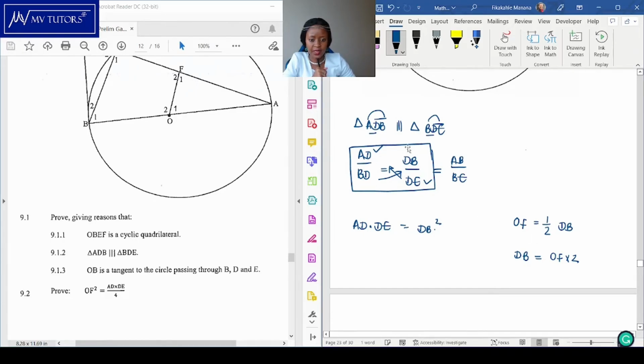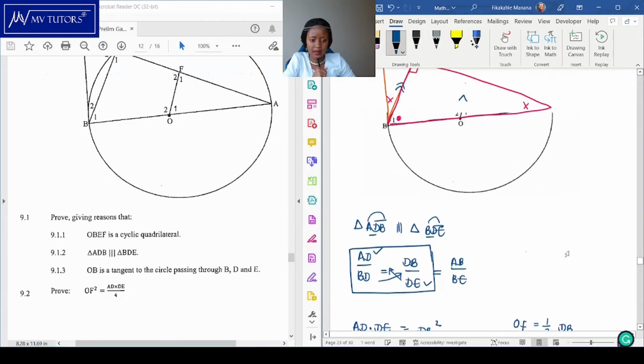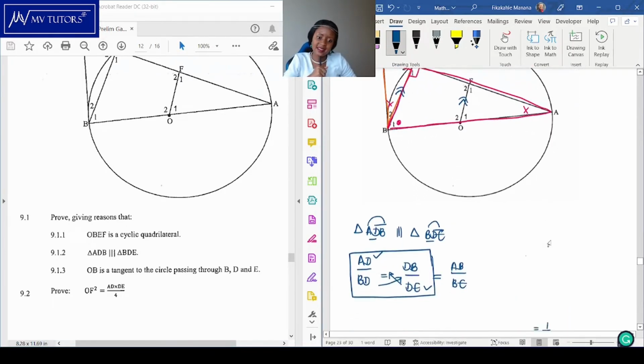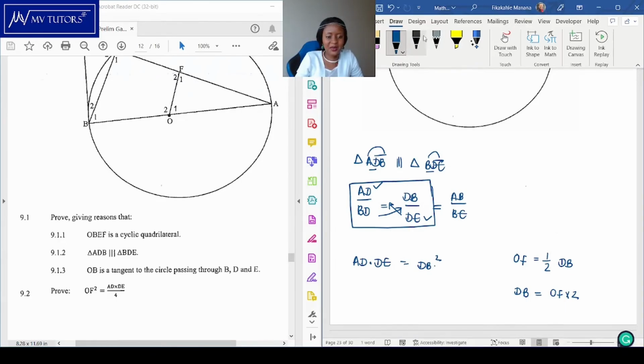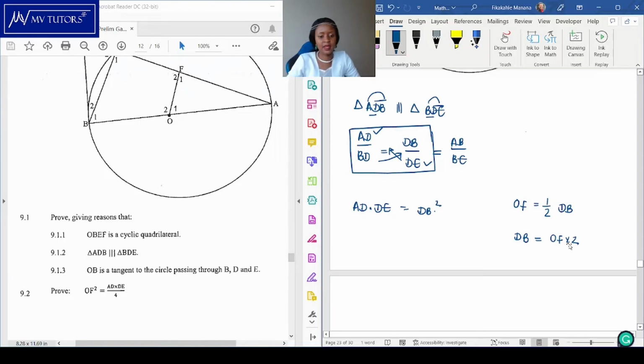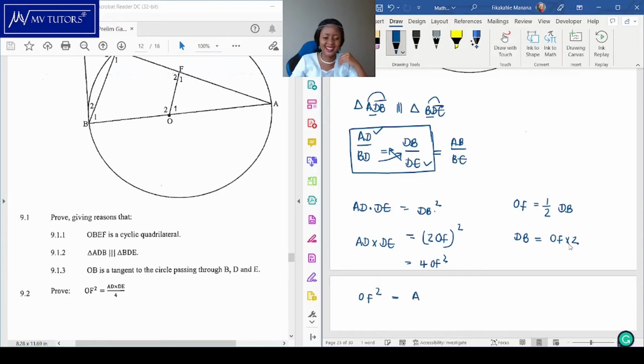So AD over BD is equal to DB over DE. I do that, that's DB squared. And OF is half of BD, so BD is twice OF. So if I put it there, I basically have 2 times OF, which is squared. Basically that would be equal to 4 OF squared. And now we have OF squared is equal to AD times DE.